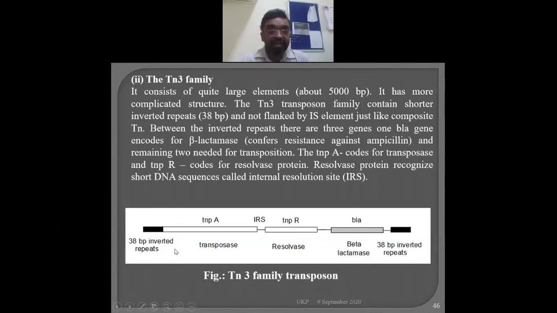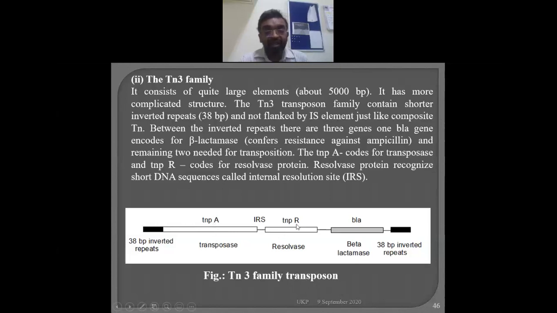In between the 38 base pair inverted repeats, there is a sandwich of several genes. First, it includes the TNPA. Another is the IRS, which does not encode anything. The TNPR encodes a protein, and BLA also encodes a protein. The TNPA encodes the enzyme, the transposase. In the former case, insertional sequences are there that encode the transposase, but here the IS elements are not present. Here, an individual gene for the transposase is present.